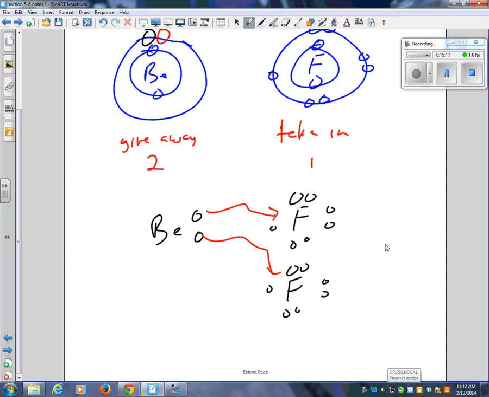Indicate the ionic charges on the ions. Be, because it gives away 2, is going to be 2 positive. Fluorine, because it takes in 1, is going to be 1 negative. See, I know that you guys get this. What is the overall charge on the compound? The total charge. Neutral. Exactly, neutral. Big fat 0.